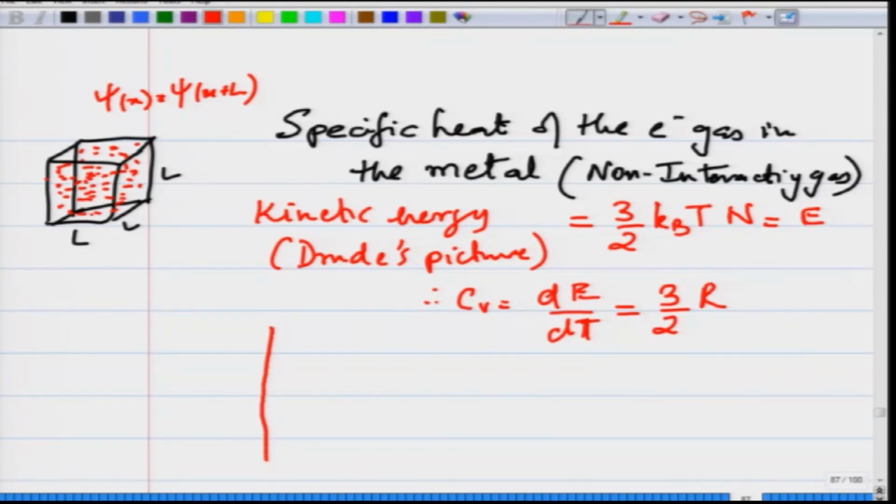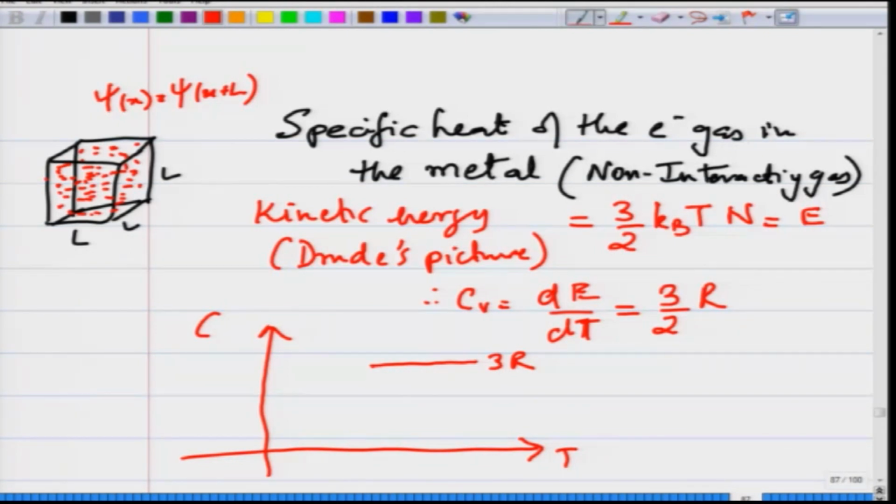However, when people started measuring the specific heat as a function of temperature, first of all, the specific heat of the metal at high temperature was not 3/2 R, but was 3R. This is something that you will understand later on. This is coming from the ions which are present inside the solid.